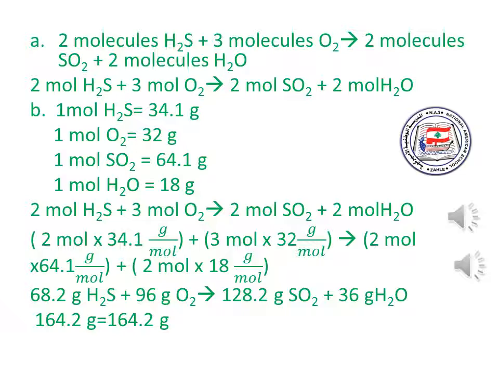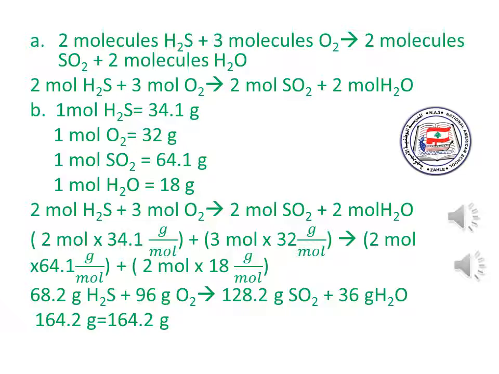Part B, interpret the equation in terms of masses of reactants and products. First, you use the periodic table to calculate the molar mass of each reactant and product. So 1 mole of hydrogen sulfide is equal to 34.1 grams. 1 mole of oxygen molecule is equal to 32 grams. 1 mole of sulfur dioxide is equal to 64.1 grams. 1 mole of water is equal to 18 grams.